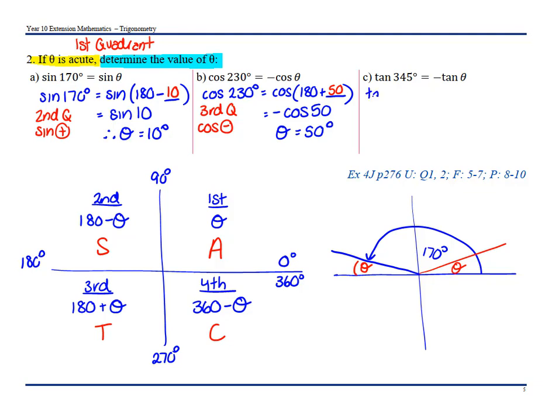Last one, tan of 345 degrees. We are in our fourth quadrant. In our fourth quadrant, the only ratio positive is cos. So that means tan is negative. So we want to rewrite this as tan 360 minus something. 360 minus 15 is 345. Tan is negative, so it's equal to negative tan of 15. So therefore, theta is equal to 15 degrees.